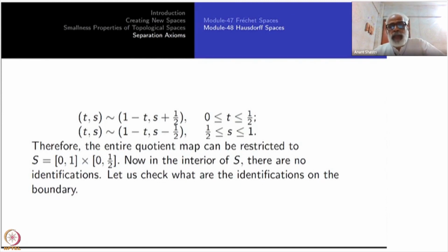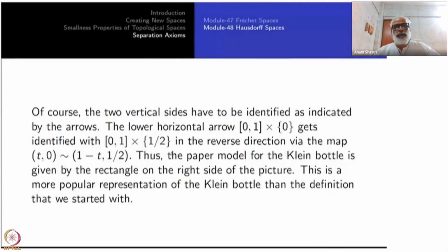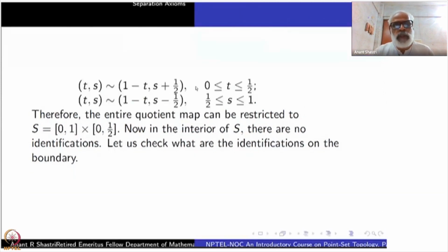The entire quotient map can be restricted to S equal to [0,1] cross [0, half]. You don't need the second part at all. Now, in the interior of S, there are no identifications. Let us check what are the identifications on the boundary. So this is what I have already done. The two vertical sides have to be identified as indicated by the arrows. The lower horizontal arrow [0,1] cross 0 gets identified with [0,1] cross half in the reverse direction, via the map (t, 0) going to (1 minus t, half). I have to just understand what is happening here when you put s equal to 0 and s equal to half.